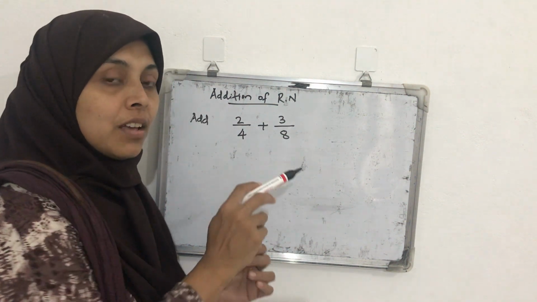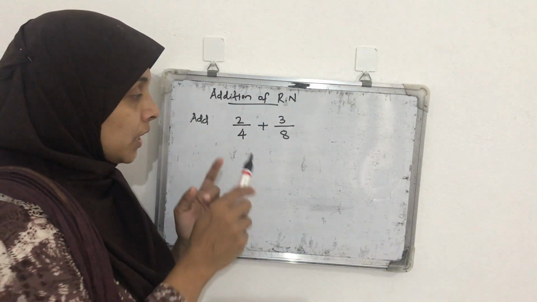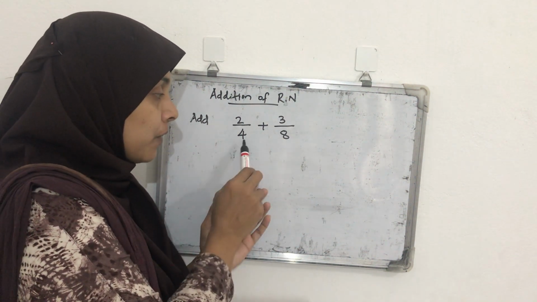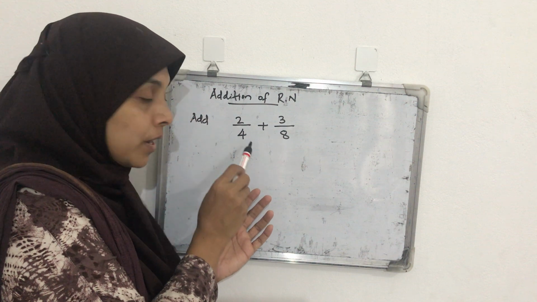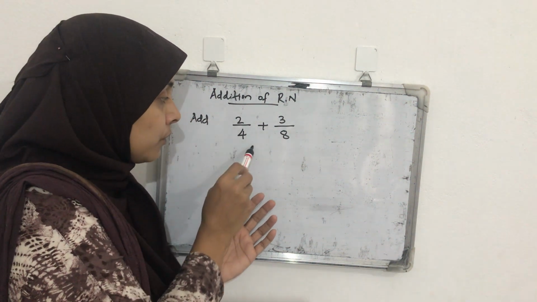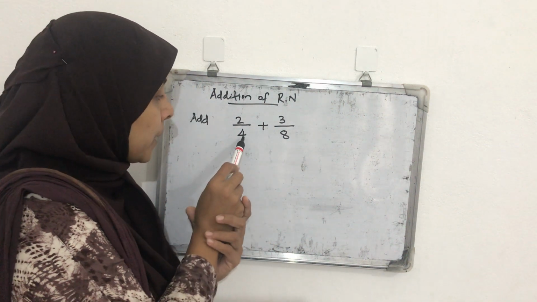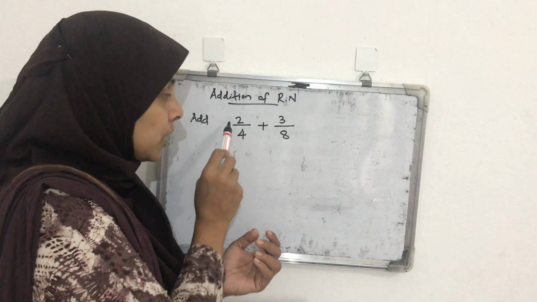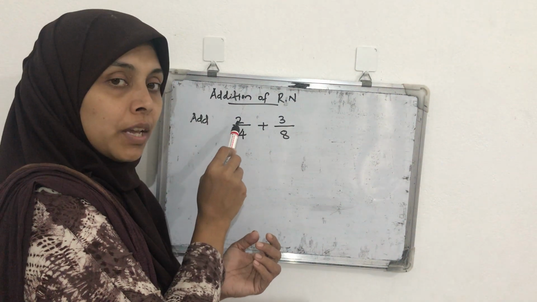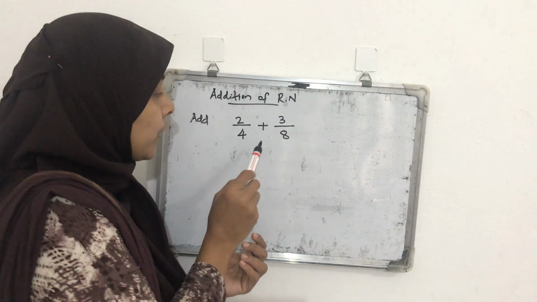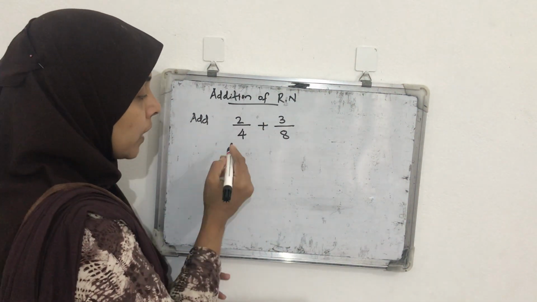So in this case, first we want to convert the denominator. We can find out the equivalent rational of this with the same denominator 8. Which number do we want to multiply to get 8 in this fraction? Which number do we want to multiply to get 8 as the denominator? We want to multiply by 2. So we can write the equivalent rational of 2 by 4.